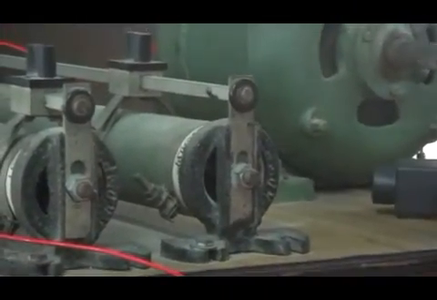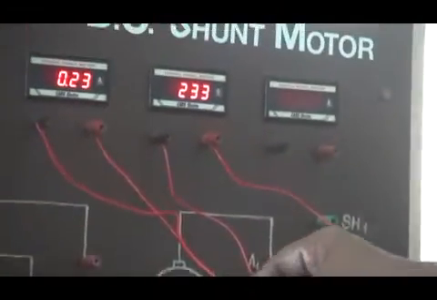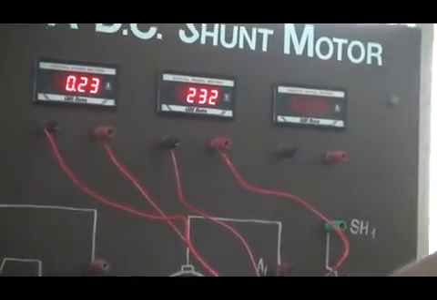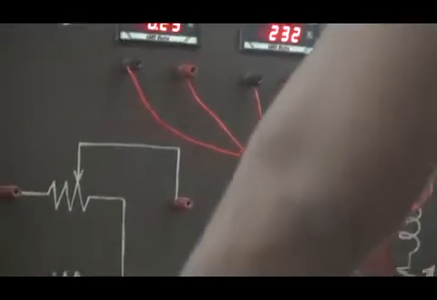The speed now we are getting is approximately 2050 rpm with armature voltage 232 or 233 volt approximately. We can see that for rise in armature resistance, there will be no change in the field current.